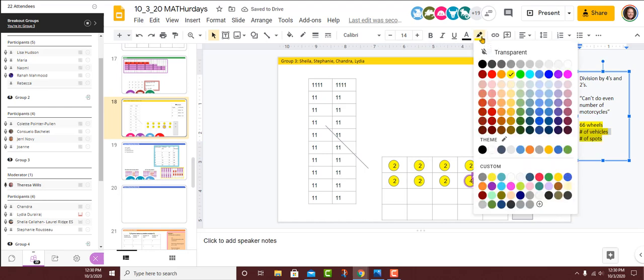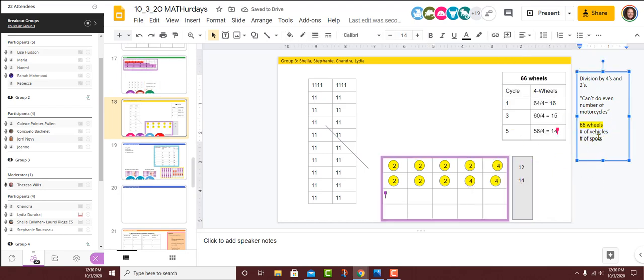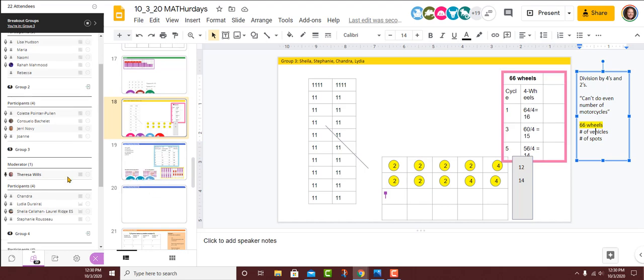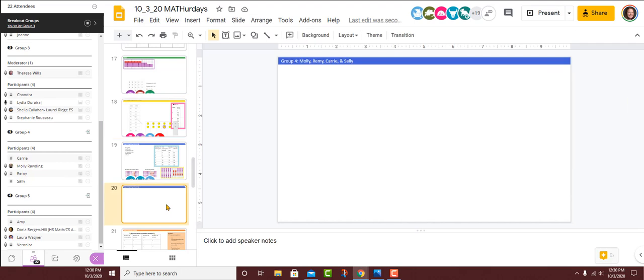I listed a couple variables that we're going to be working with today here in the notes section, and this came from you all. 66 wheels is what I heard you say you think the constant is. And there's other things like the number of vehicles and the number of spots. And so think about all three of these as you're working through all the different models. I'm going to leave that question with you and head into another group. Thank you.